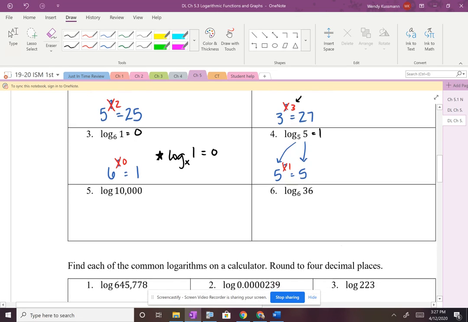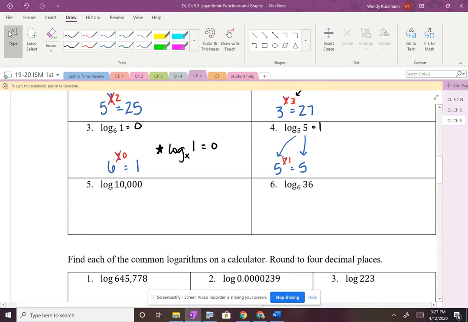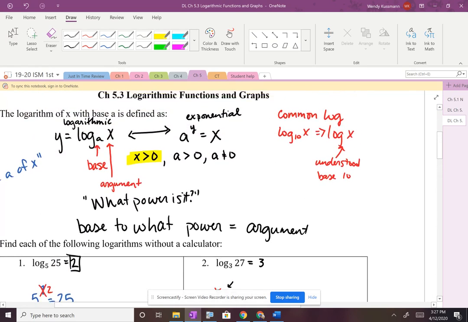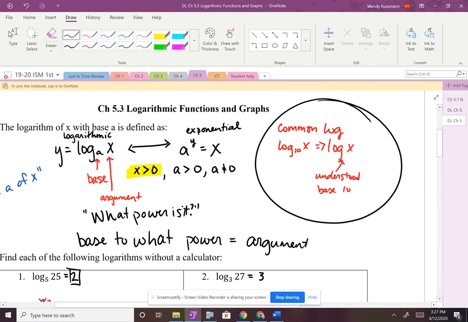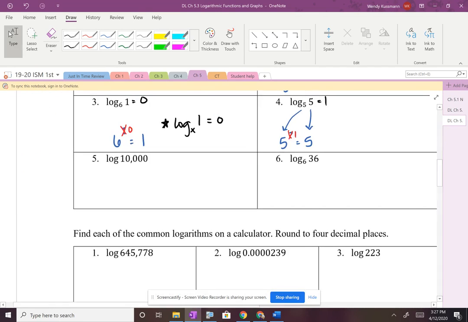Number 5, this one says log of 10,000. All right, here's the problem. There's no base. But remember, we already talked about this. What is no base? If it has no base, it has an understood base of 10. So if you want, you can rewrite this as log base 10 of 10,000. Understood base 10 there.